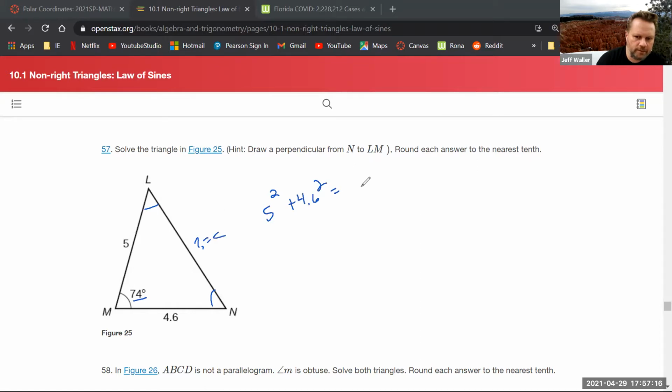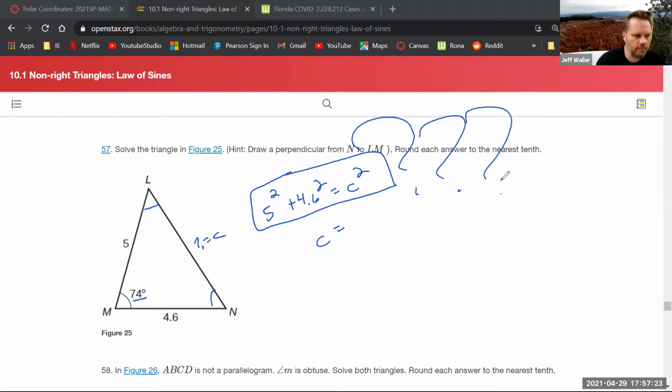They'll call this C, and then they'll think they'll figure out C. Is this okay? Why is this not okay? It's not a right triangle. Yeah, it could be, but I don't know. Right? It could be a right triangle, but I don't know.